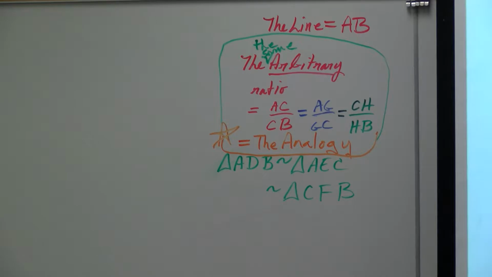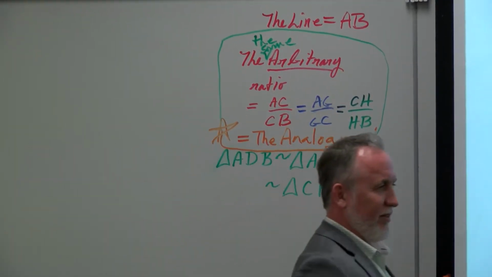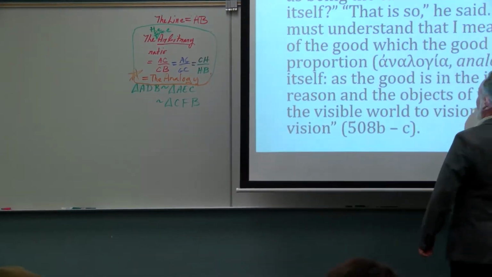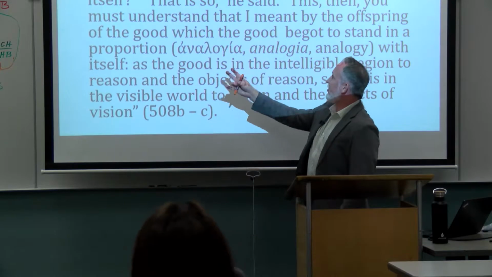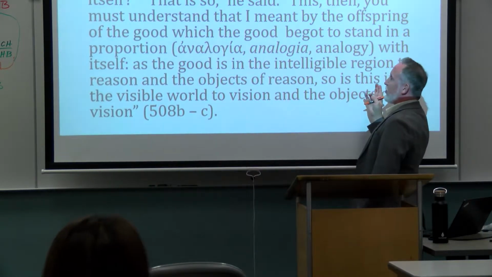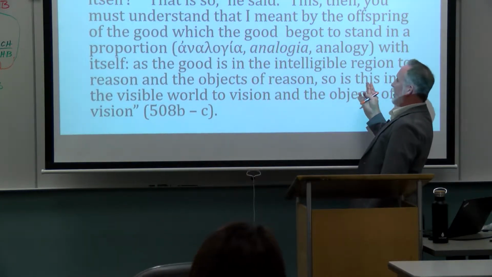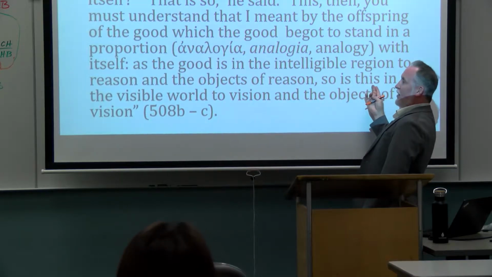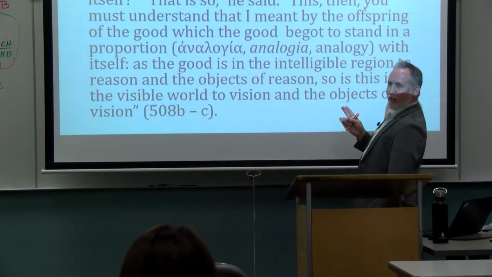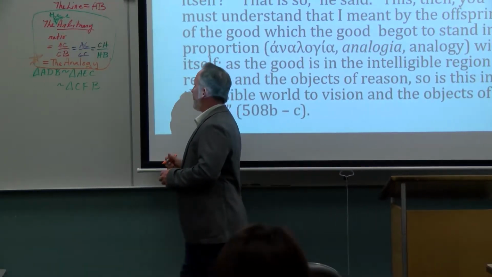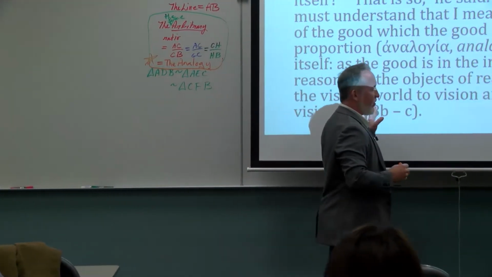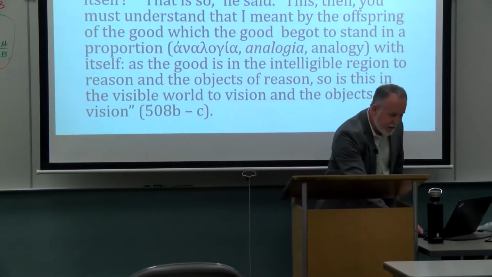That this is the analogy. The proportion is the analogy. And notice the way that he phrases the analogy of the sun: as the good is in the intelligible region, so is the sun in the visible region. Just the way that we talk about analogies. And we'll see this sort of phrasing occur throughout the rest here.